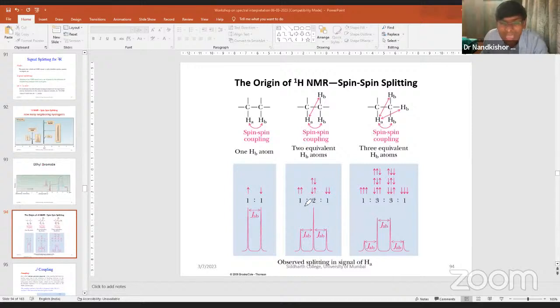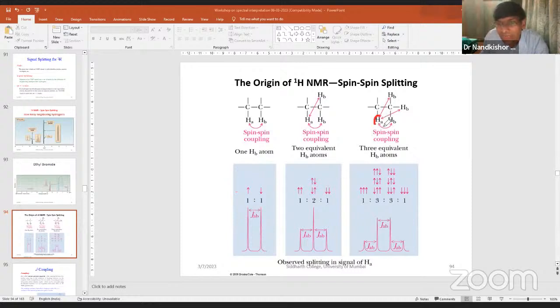So as many combinations are possible, that many times that peak will have intensity. Like here, this is one time, this is one time, and this is two times combination. So the intensity of this will be 1:2:1. And here there is a 1:1 possibility, so 1:1 is the intensity of that peak.